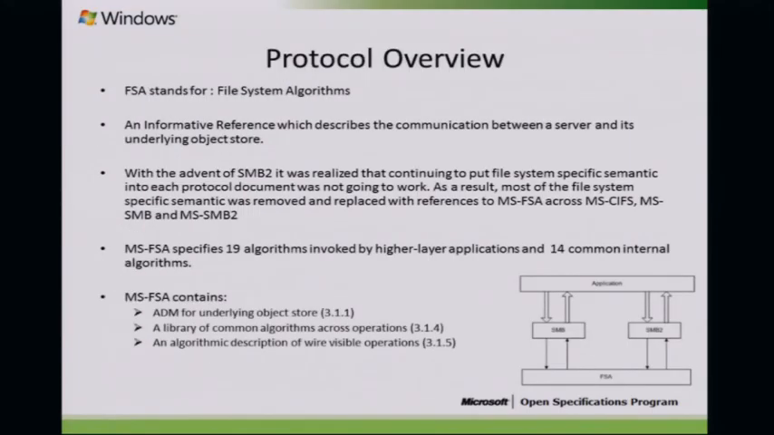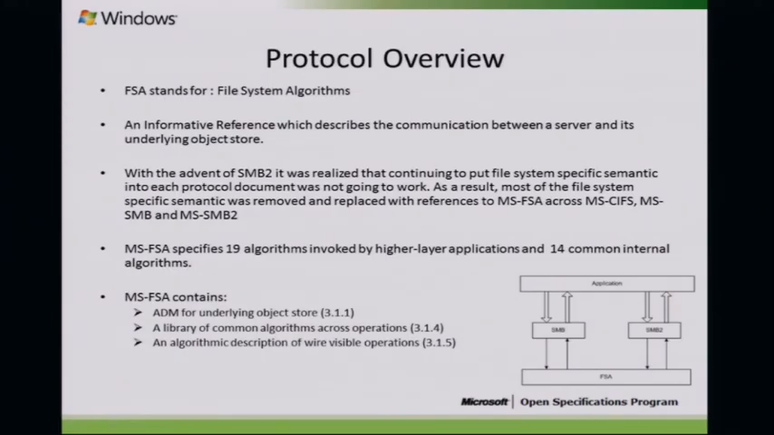So FSA stands for File System Algorithm, and it's an informative reference which describes the communication between a server and its underlying object store. If we see this diagram, assume this is a server endpoint. We receive a request on SMB and SMB2 transport, and FSA resides here, it's a file store object. How SMB and SMB2 interact with FSA, all those processing rules are there in the FSA document. So you can communicate with FSA using SMB or SMB2 as a transport.